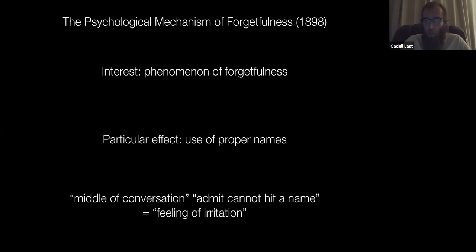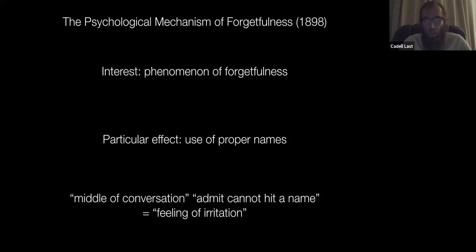In terms of this phenomenon of forgetfulness, the interesting thing, and one of, in my view, the geniuses of Freud's work, is that he focuses on a very common everyday phenomenon, which should be familiar to all of us, which is forgetting a proper name. So he says, quote, who doesn't relate to or recall the phenomenon of being in the middle of a conversation and admitting that one cannot hit a name? And this being coupled with a type of feeling of irritation.